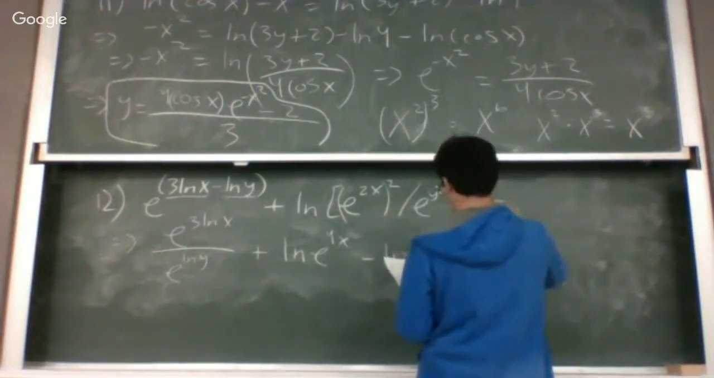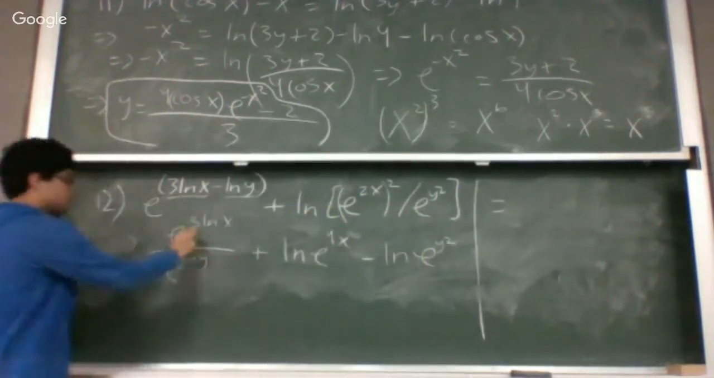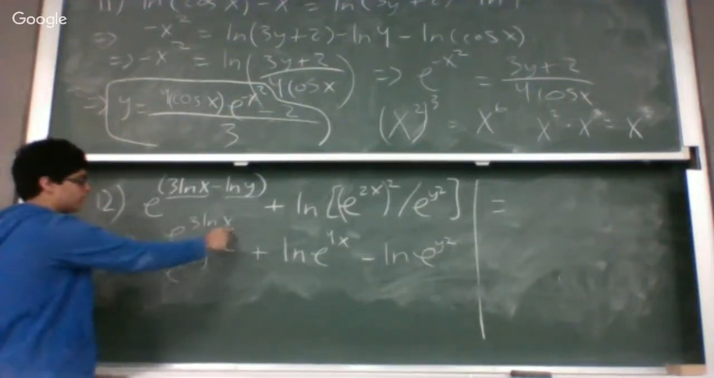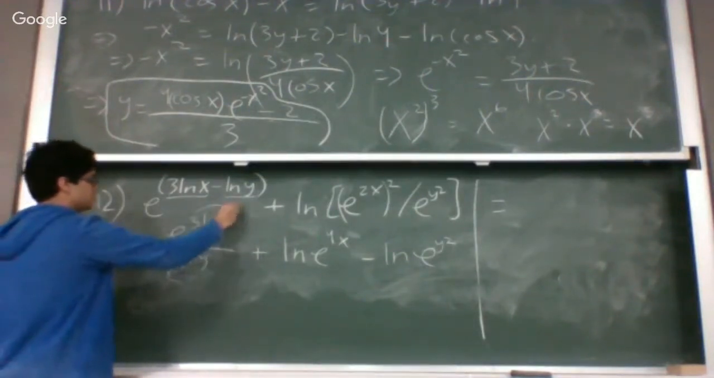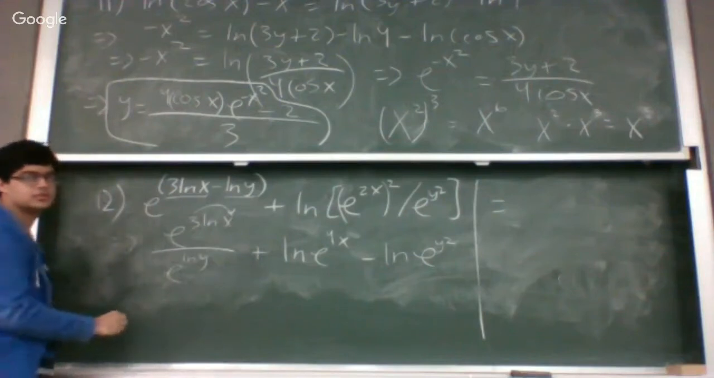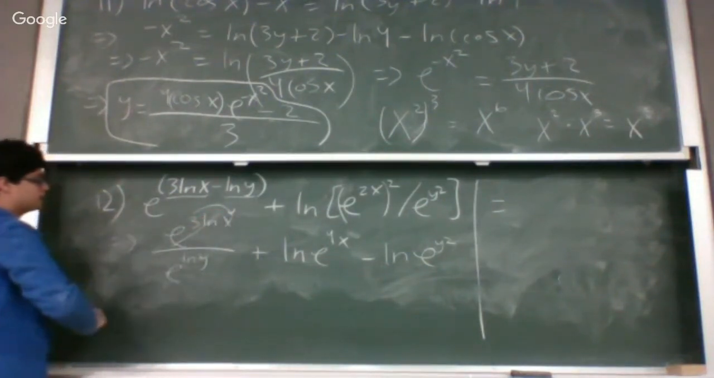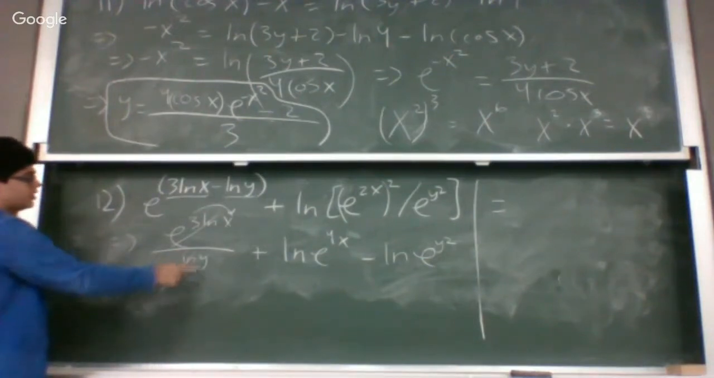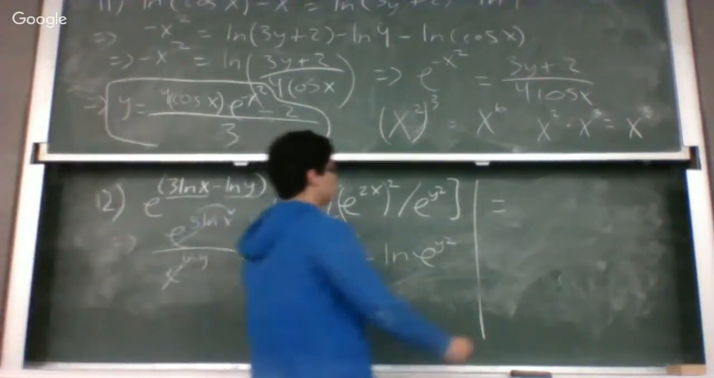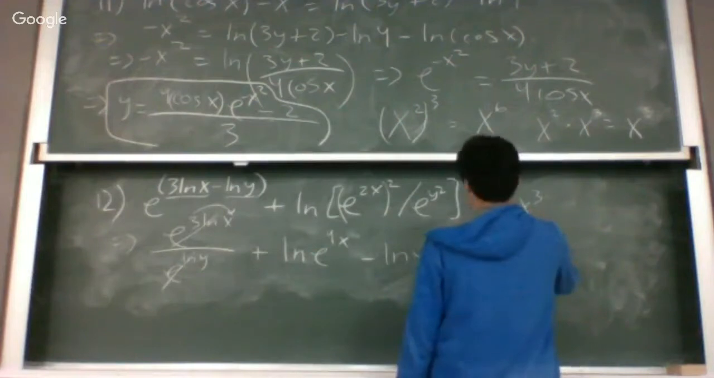So this overall would be, since this is 3 natural log of x, that is x cubed, and e to the natural log cancels out. In the denominator, e to the natural log cancels out. So we're left with x cubed over y.